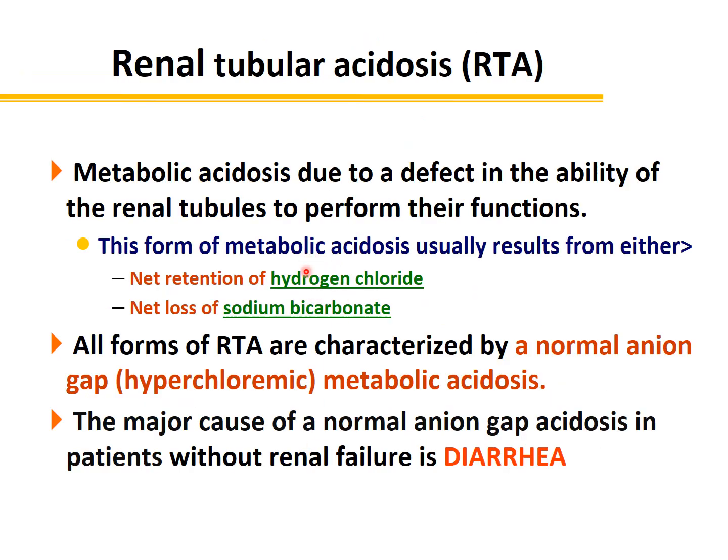Now, renal tubular acidosis is a metabolic acidosis due to a defect in the ability of the kidney tubules to perform their function. This form of metabolic acidosis usually results from either retention of hydrochloric acid or a net loss of sodium bicarbonate. All forms of renal tubular acidosis are characterized by a normal anion gap, or hyperchloremic metabolic acidosis. The major cause of normal anion gap acidosis in a patient without renal failure is diarrhea. You should keep this in mind.